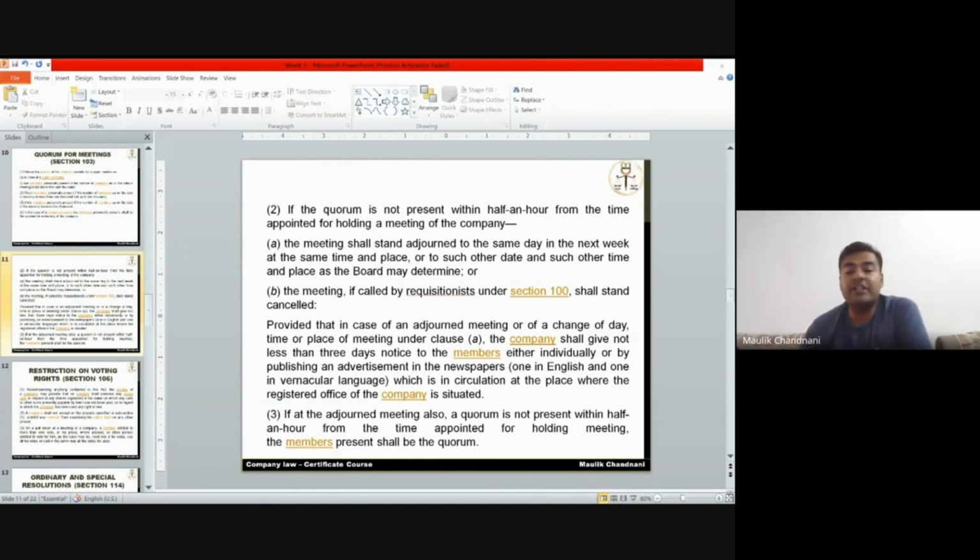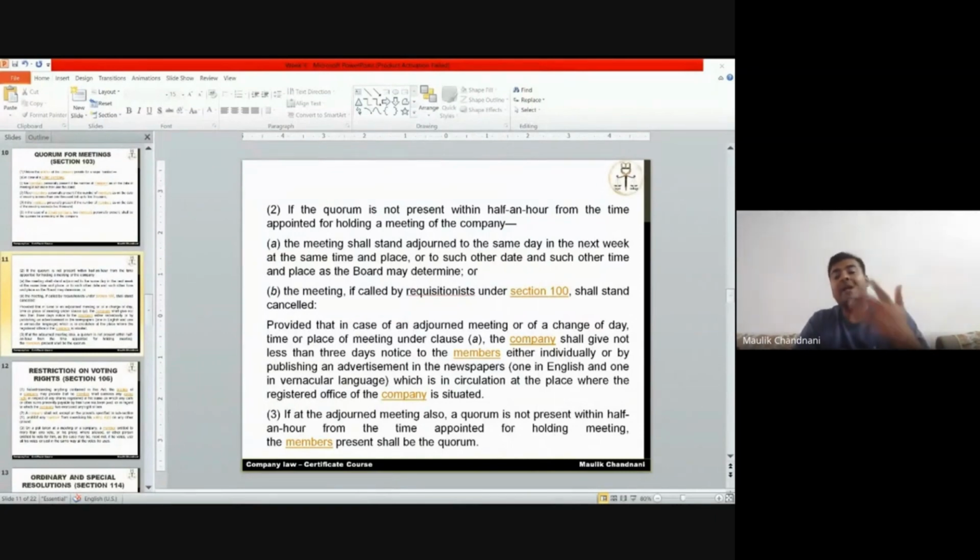In case of an adjourned meeting or of a change of date, time, place, the company shall give at least 3 days notice. Now, for the adjourned meeting also, the company will call everybody. The company will give members notice either individually, you serve individual notice at the registered office by registered post, hard copy letters, or if you believe that there is not much time for all the members across India to receive your individual letters, then you can publish two newspaper advertisements, one English and one local language of your state.